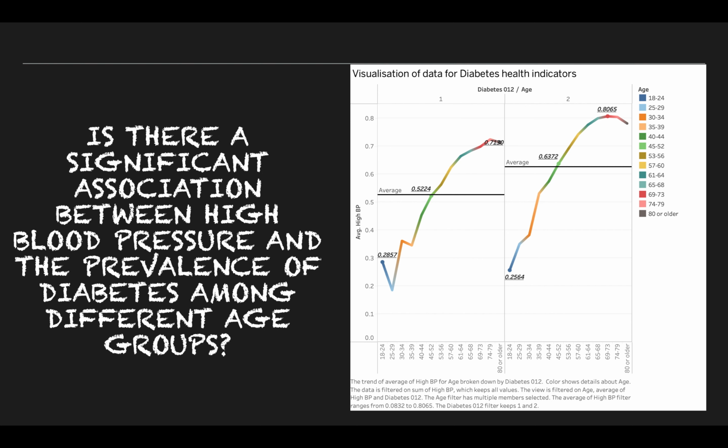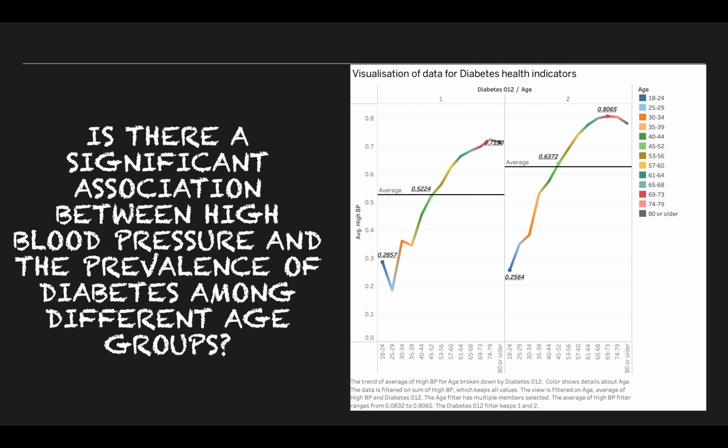On the other hand, the prevalence of diabetes also increases with age. That is evident with a value of 0.2564 in the age group of 18 to 24, that gradually increased until the age group of 45 to 52, with an average you can see in the green color of 0.6372, and lastly the value increased until 80 or older with a value of 0.8065. So by using this line graph, it's easier to identify the trends and patterns in the data.